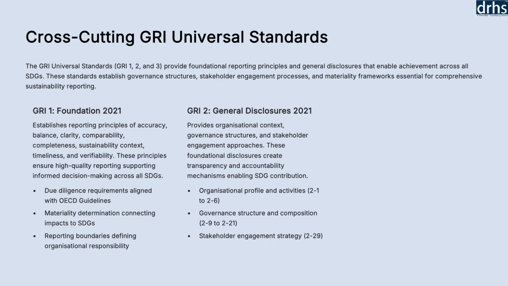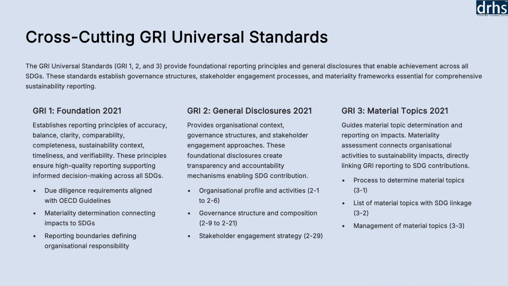GRI 2, General Disclosures 2021 provides contextual information about the reporting organization. It covers organizational profile, governance structure, strategy, policies, ethics, integrity, and stakeholder engagement. These disclosures help users understand how sustainability is embedded in governance and operations, thereby supporting transparency, accountability, and trust. GRI 2 disclosures are essential for interpreting performance data and assessing how organizations manage sustainability risks and opportunities across SDGs.